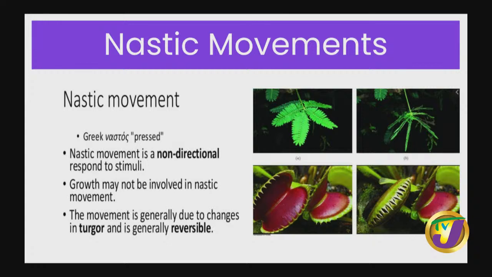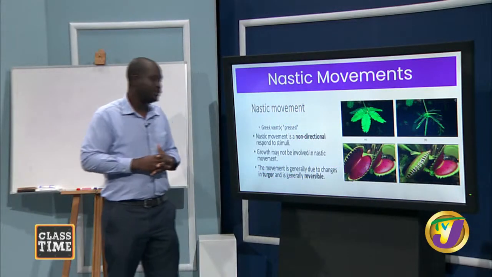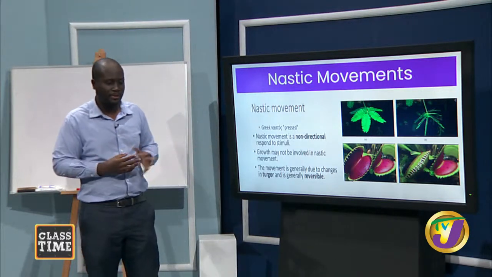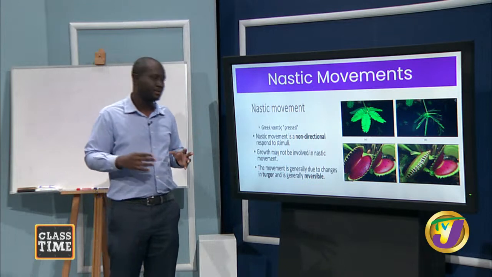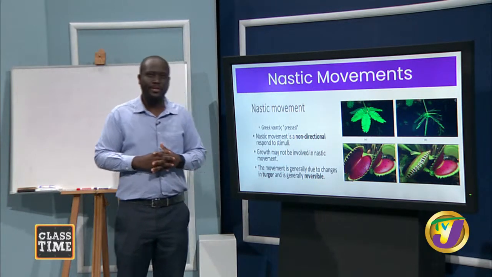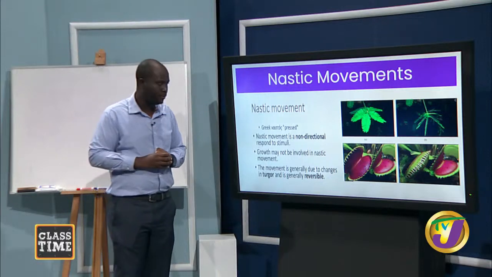And the next type of movement in plants in which a plant responds to a stimulus is nastic movement. And this, unlike tropism, does not necessarily involve growth. Right? So it's a non-directional response to a stimulus. And the movement is generally due to a change in turgor pressure. Loss of turgor pressure means loss of water from the cells of the plant, so the plant loses osmotic pressure. And it's generally reversible, unlike phototropism.